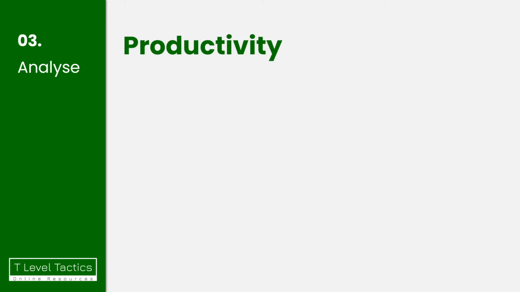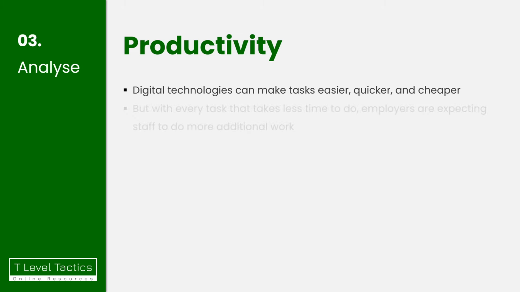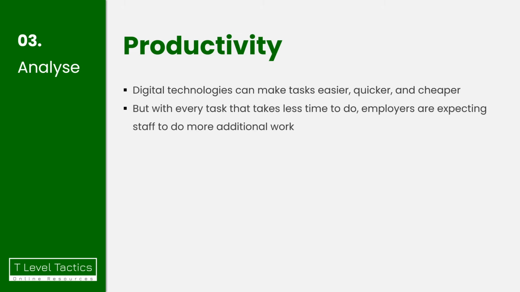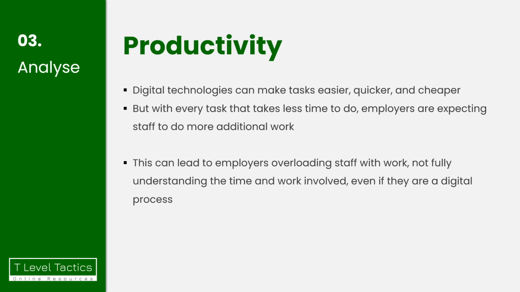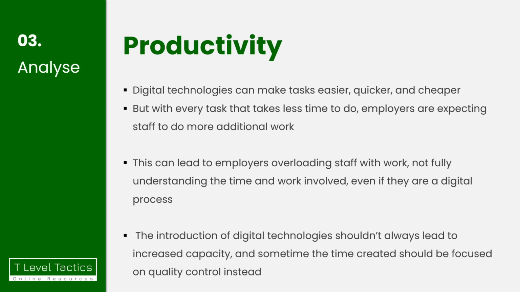In terms of productivity, digital technologies can make tasks easier, quicker, and cheaper. But with every task that takes less time to do, employers can be expecting staff to do more additional work. This can lead to employers overloading staff with work, not fully understanding the time and work involved, even if it's a digital process. And the introduction of digital technologies shouldn't always lead to increased capacity. Sometimes time created should instead be focused on quality control instead.